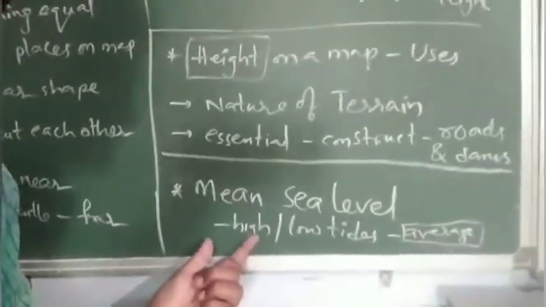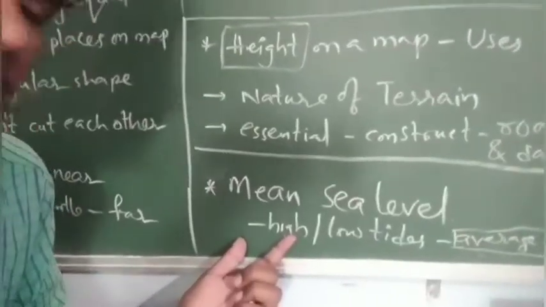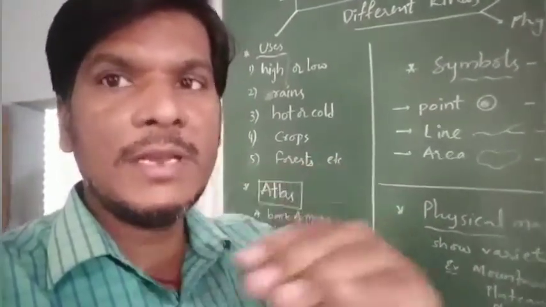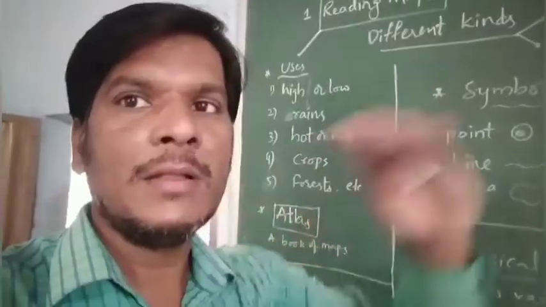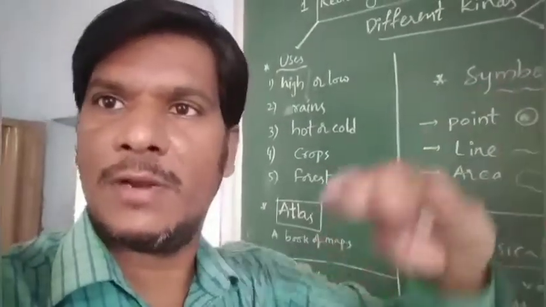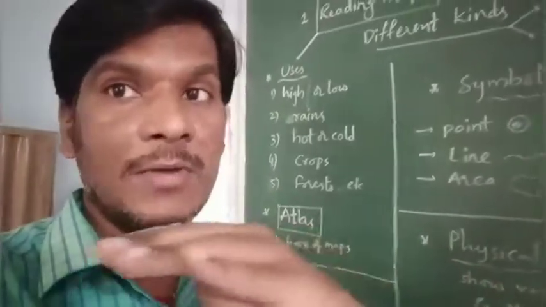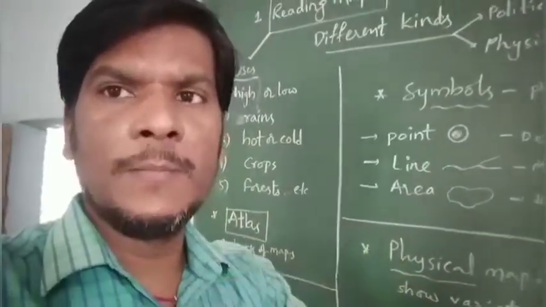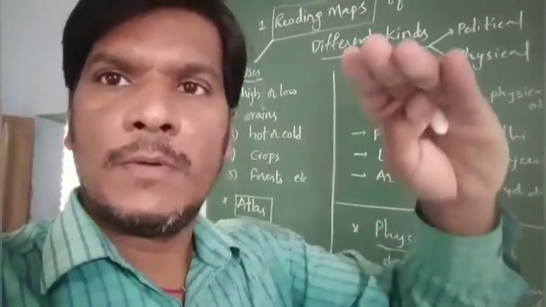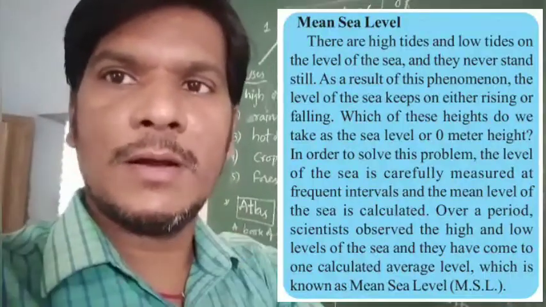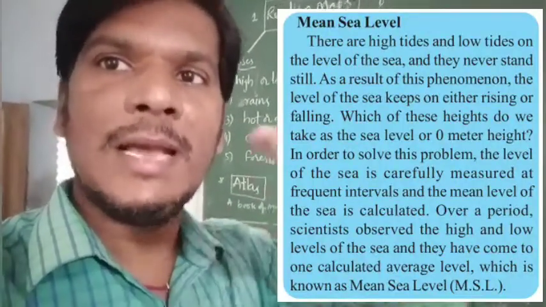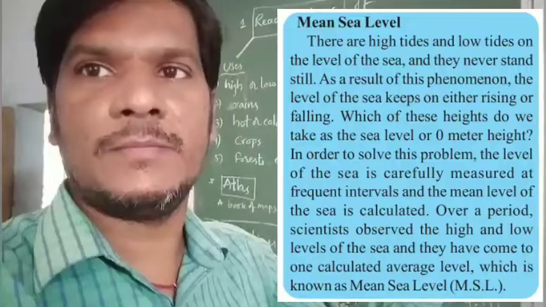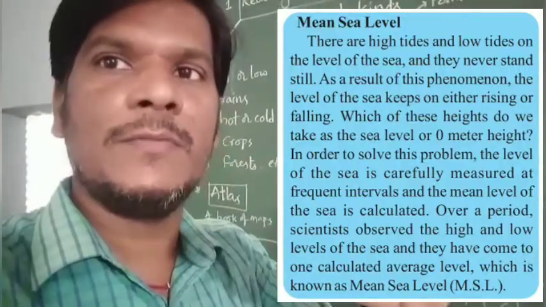Next, the last point is mean sea level. Generally the height of a land is measured with the help of sea level. Zero level we have to take, and from there we measure the height of a land, 50 meters from sea level, 100 meters. But sea level is not always constant. So scientists discovered a method: they observe the continuous rising and falling of sea level, and take the average. From there they measure the height of other lands. So that is mean sea level. Mean means the average level of sea height.